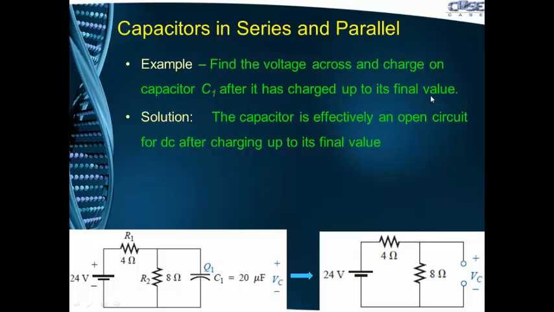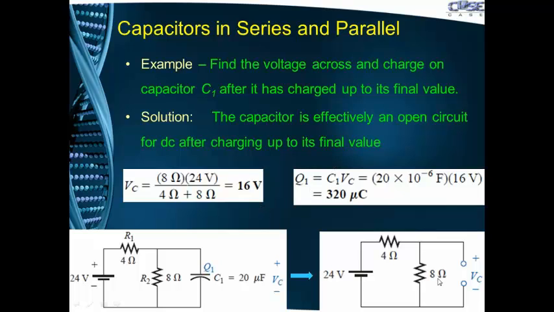So when the capacitor is fully charged, there would not be any current flowing in the capacitor to further charge it. So the current would be zero, and this capacitor would behave like an open circuit in which no current would flow, as in an open circuit current is zero. So the capacitor is effectively an open circuit for DC after charging up to its final value.